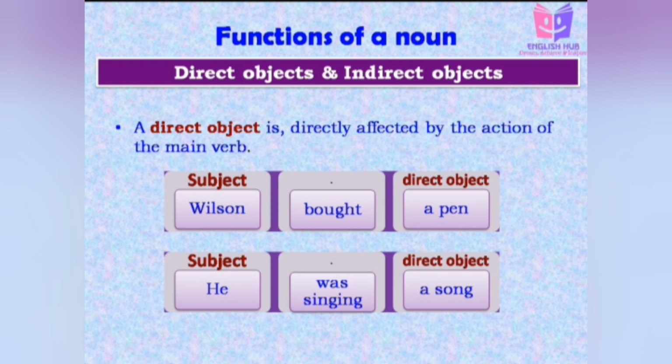A direct object is directly affected by the action of the main verb. Let us look at the sentences here. Wilson bought a pen. The second sentence, he was singing a song. In these two sentences, a pen and a song are direct objects. That is, a pen was bought and a song was sung by the subject directly.